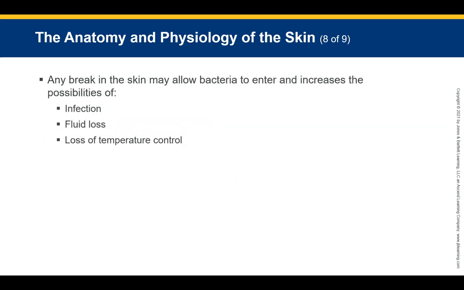Any break in the skin may allow some bacteria to enter and increase the possibility of infection, some fluid loss, and loss of temperature control. That's the reason why with any type of trauma patient, we always want to keep the trauma patient warm and dry. The best thing that we can do is cover them. If for some odd reason we do the strip and flip, we remove their clothes so we can see everything, we need to make sure to cover them. They're going to lose temperature pretty fast. So the warmer that we can keep them, the better off that we are.